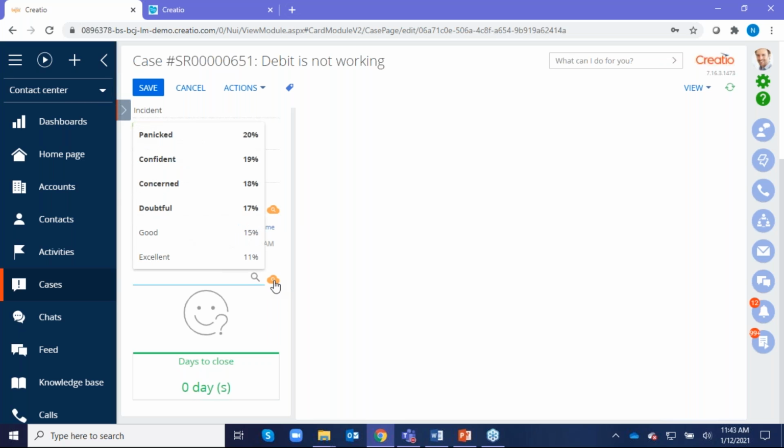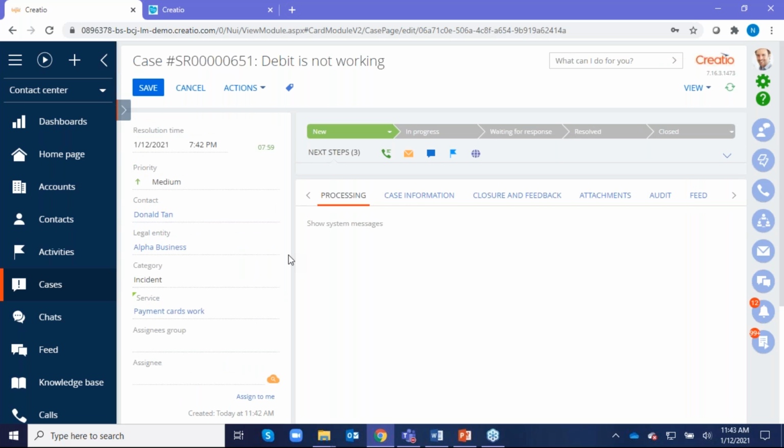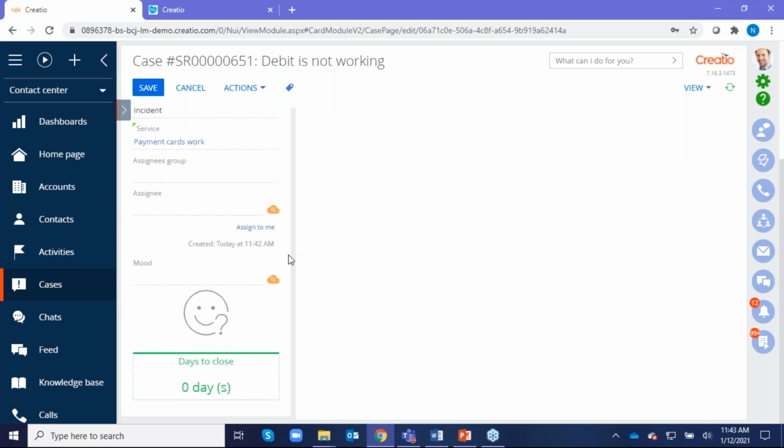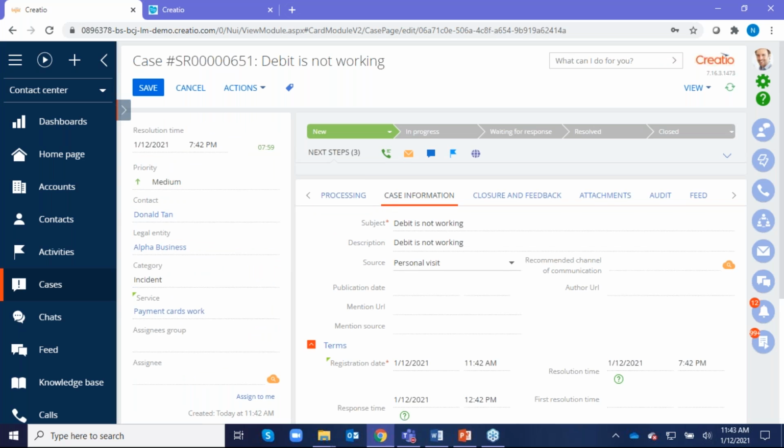The other way you can also use this is to determine the customer mood, right? Based upon historical data, we can say what the customer mood is. Are they upset? Are they somewhat happier? And so on and so forth. Right now, panicked is getting a 20% rating, which means that the customer, obviously, because this is concerning their debit card, is really worried about it. So that's another way in which you can make those predictions.